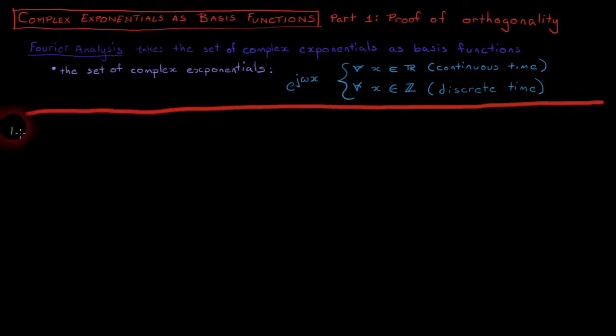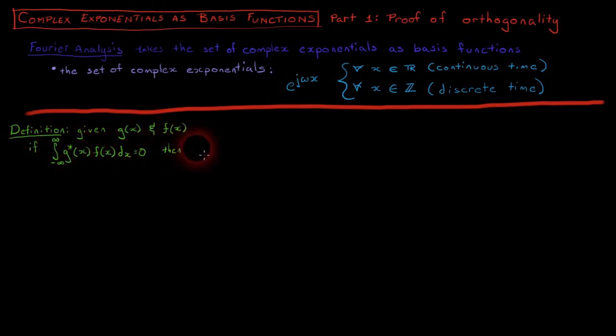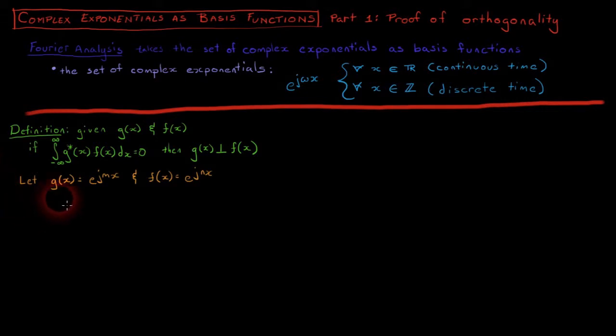First, let's prove they're orthogonal. To do this, we'll just plug in two different complex exponentials into our test for orthogonality and see if it is equal to 0. Let g of x equal e to the j mx and f of x equal e to the j nx, so that the integral from -infinity to infinity of g star x f of x dx is equal to the integral from -infinity to infinity of e to the minus j mx e to the j nx dx.